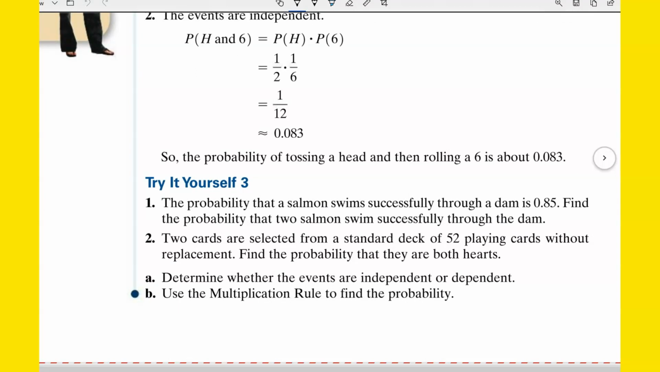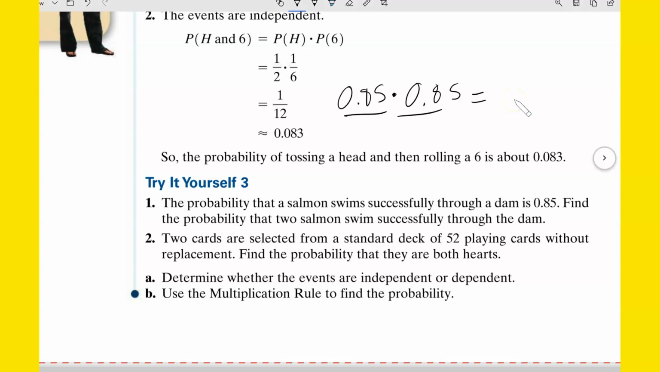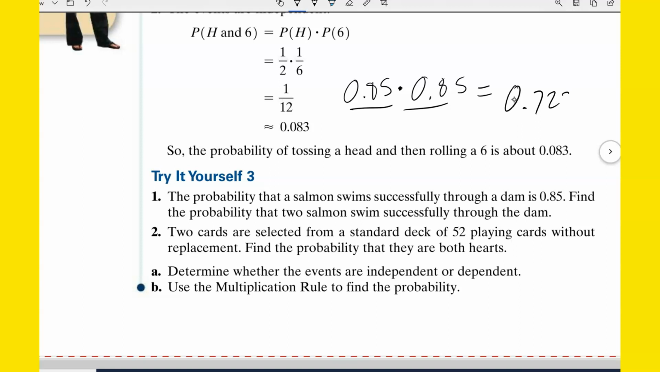So the probability that a salmon swims successfully through a dam is 0.85. Find the probability that 2 salmon swim successfully through the dam. I think I'm going to be safe in making the assumption that the first salmon swimming through the dam successfully does not affect whether or not the second salmon can successfully swim through the dam. So what's the probability that the first salmon swims through the dam? 0.85. What's the probability that the second salmon swims through the dam? Again, 0.85. I think these are independent events. So all I have to do is multiply those two things together. So it is 0.7225.